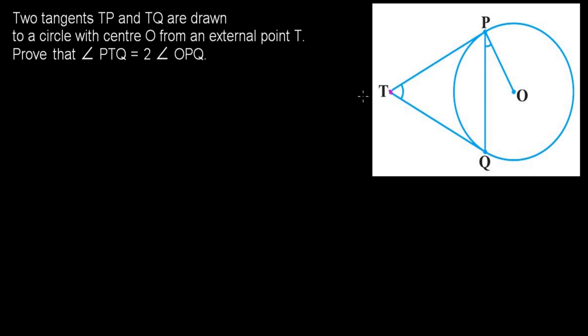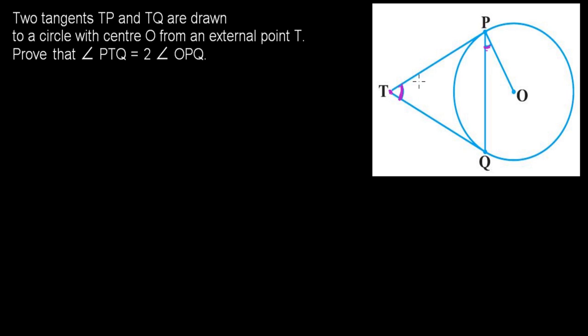Okay, and now further the question is saying prove that angle PTQ equals twice of angle OPQ. PTQ means we need to prove that this angle is twice of this one. If this is x degree, then this must be twice of x degree. If this is 30 degree, then this must be 60 degree. If this is 45, this should be 90. Just double of that it should be. We need to prove that.